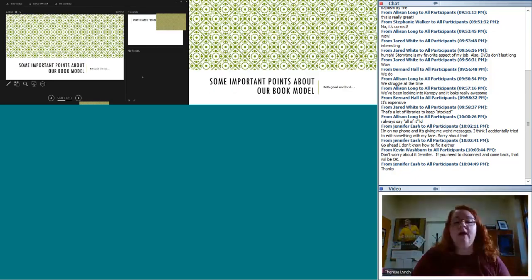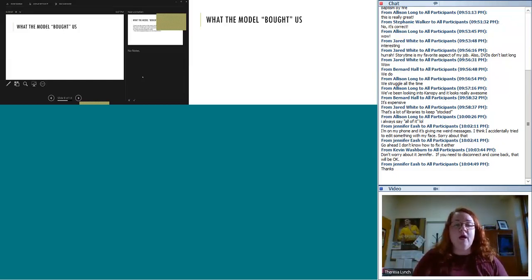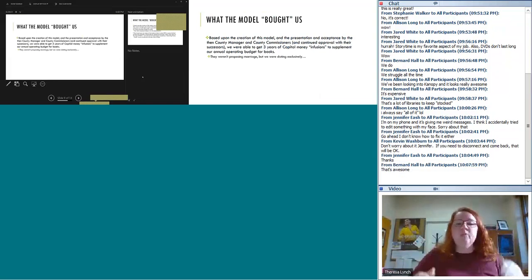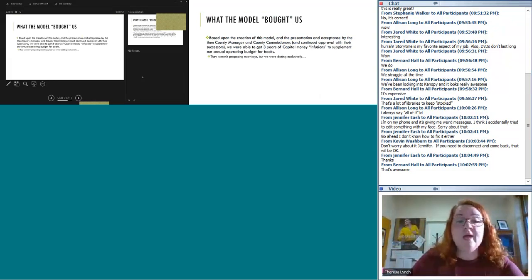So just a couple of points about our book model that I wanted to talk about. What it bought us is that they were really very pleased with how business-like and objective as possible this was. We gave them all of our research and showed everything. Because of this, we were able to get 3 years of capital money infusions to supplement our annual operating budget. Our director, Mike Waslick, always said they weren't going to propose marriage just yet, but we were dating exclusively.